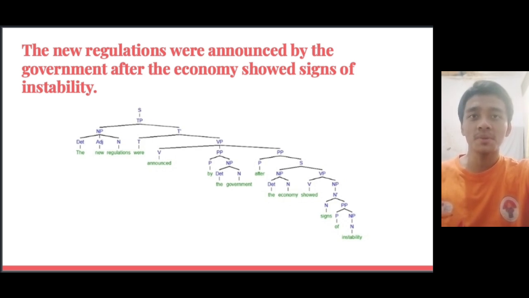The T-bar, an intermediate level in the tense phrase. The tense is null tense, indicating past tense, and the verb phrase showed signs of instability describes the action of the economy. The verb showed, the main verb. The noun phrase, signs of instability, the direct object of the verb showed. The N-bar, an intermediate level in the noun phrase.